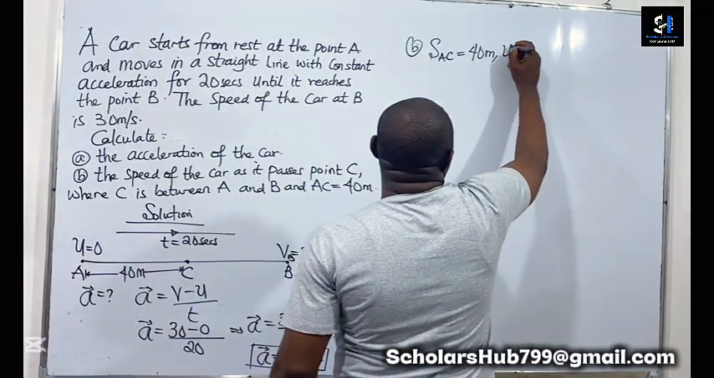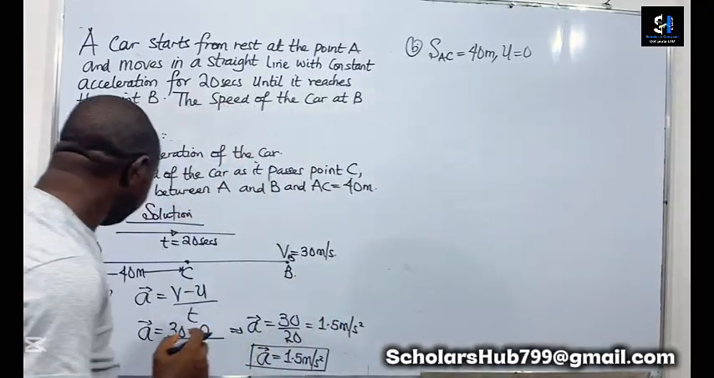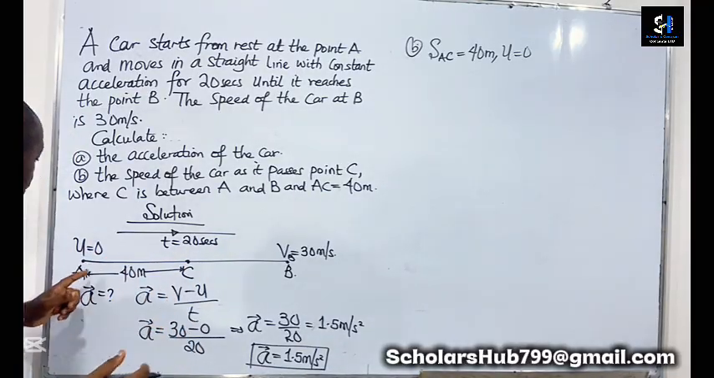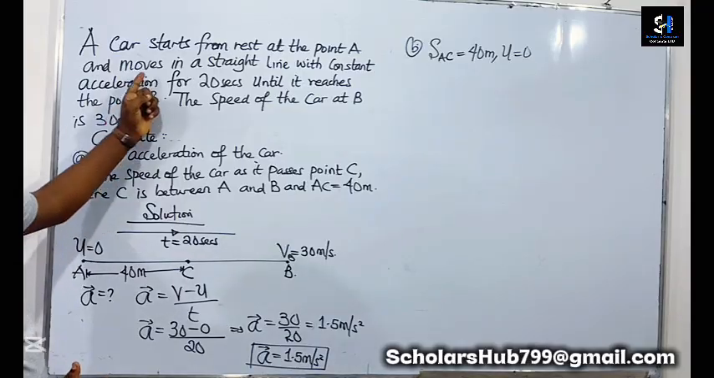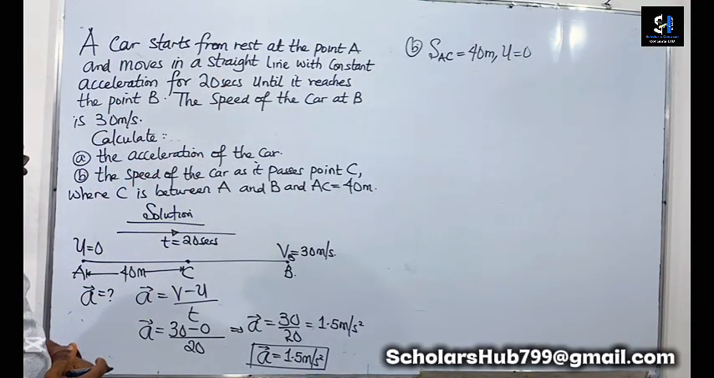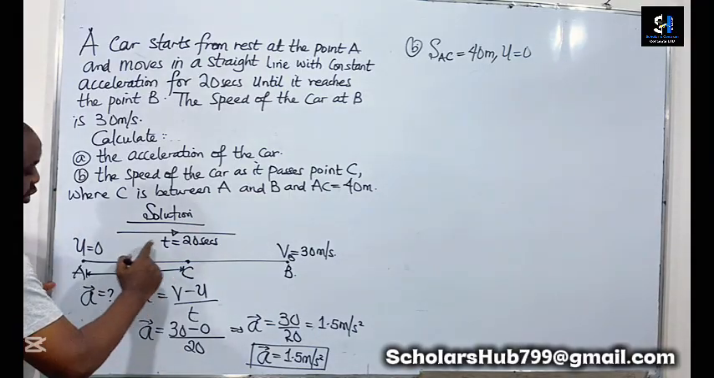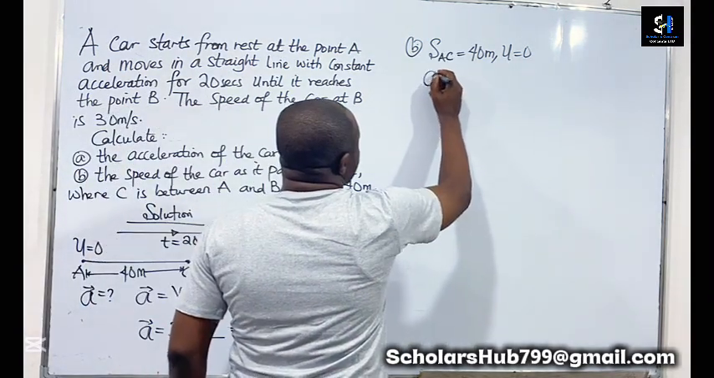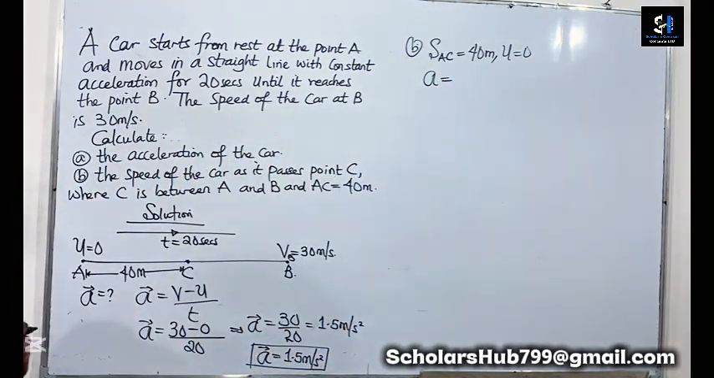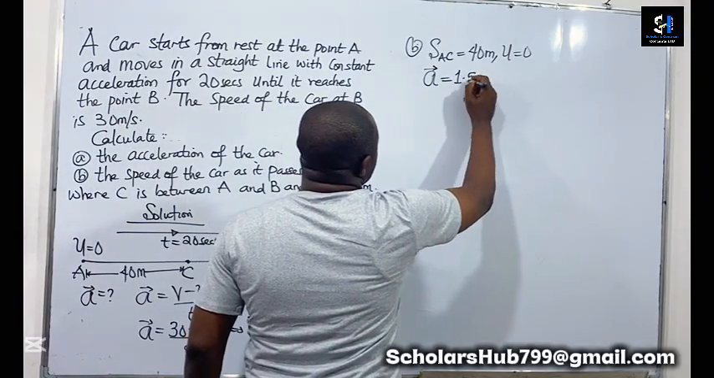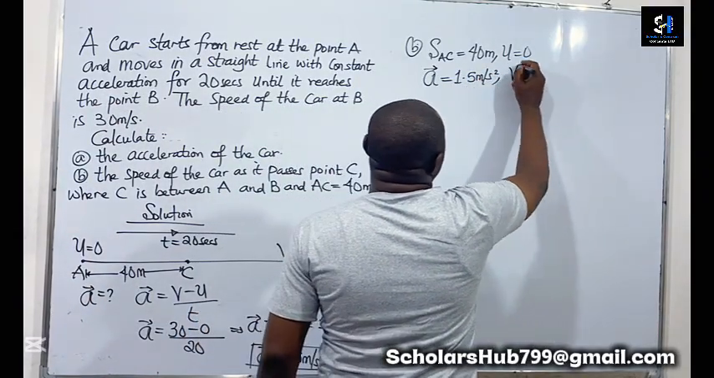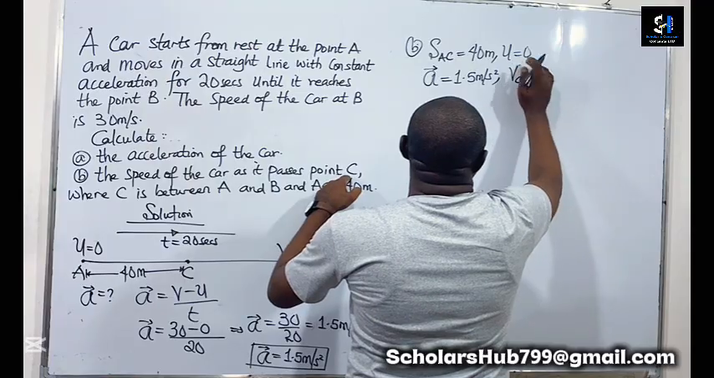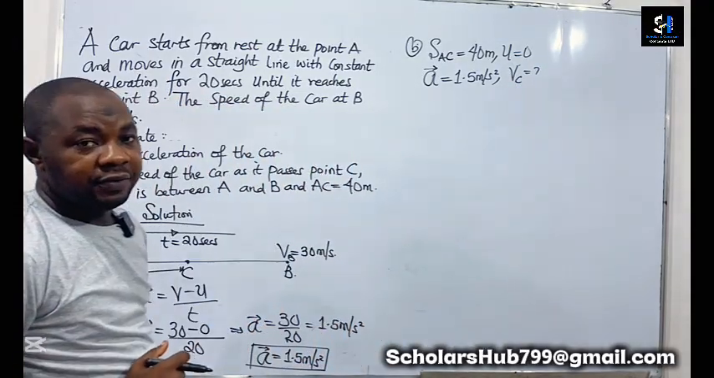Then the initial velocity is 0. Then the acceleration is constant, that is the same acceleration throughout, because the car moves in a straight line with constant acceleration for 20 seconds. And let's not forget that the time for which the car travels from A to B is 20 seconds. So the acceleration is 1.5 meters per second squared. We want to calculate the speed of the car as it passes point C. So let's represent the speed of the car as it passes point C with V subscript C.